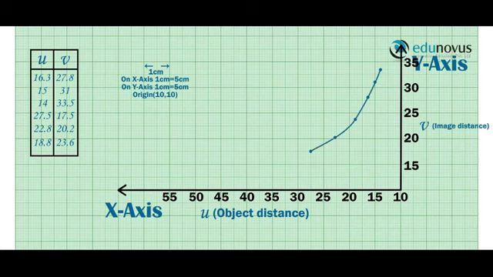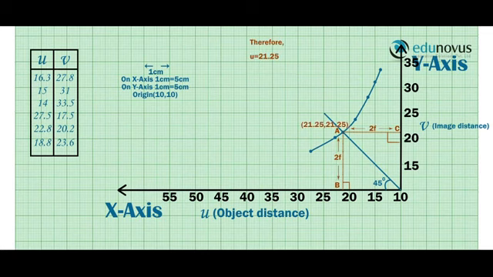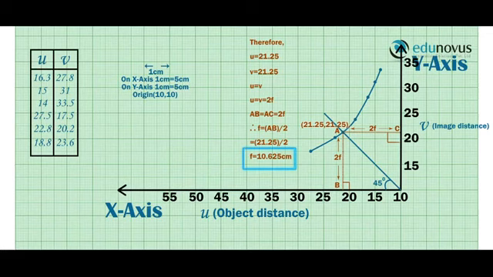Join all the points. As you can see, the graph comes out to be a rectangular hyperbola. Now, we draw a straight line from the origin, making an angle of 45 degrees with both axes. This line meets the curve at a point A. Two perpendiculars are drawn from A onto x and y axis. The x and y coordinates of A are same. Therefore, U is equal to 21.25, V is equal to 21.25. Therefore, U is equal to V.